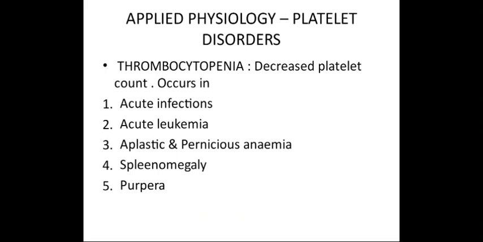Now we will see the applied physiology and platelet disorders. Platelet disorders occur because of, number 1, pathological variation in the platelet count and, number 2, dysfunction of the platelets. Now first we will see thrombocytopenia. Thrombocytopenia means decrease in platelet count. It leads to thrombocytopenic purpura. The thrombocytopenia occurs in conditions like acute infection, acute leukemia, aplastic and pernicious anemia, splenomegaly, and purpura.